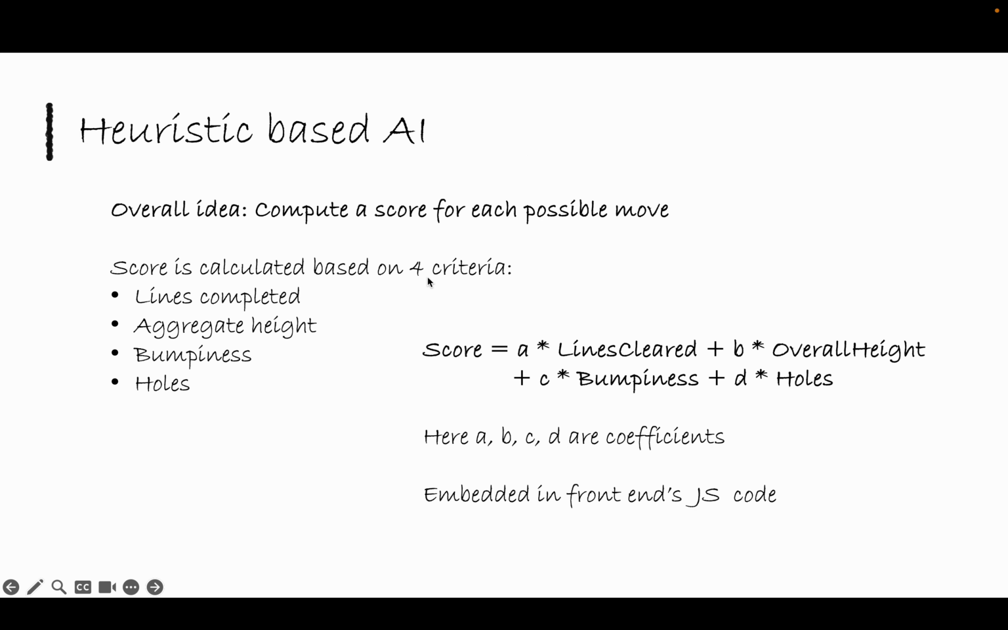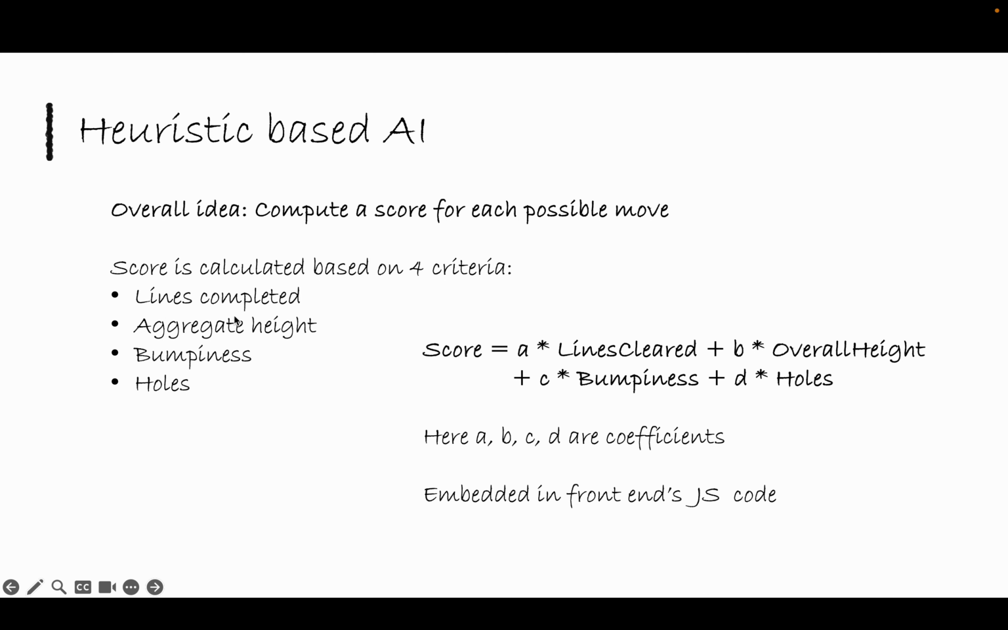So, let's dive a little deeper into the AI methods. The first AI method is heuristic-based AI. The overall idea is that for each falling Tetromino, there are a lot of actions you can take, for example, moving right or rotating it. So in this method, we compute a score for each possible move. How do we calculate this score? The score is based on four main criteria.